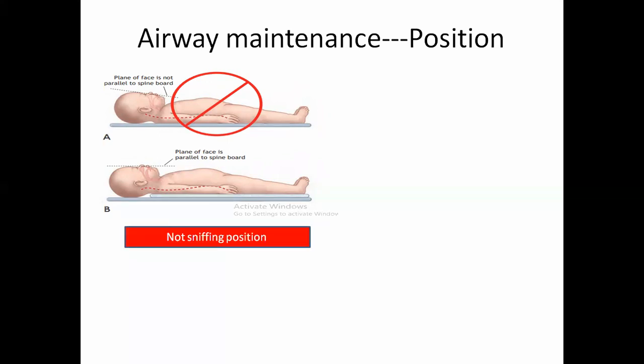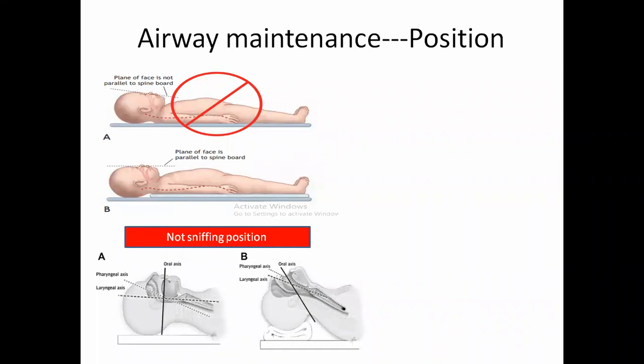So you should not use the sniffing position here. By putting the sniffing position, you bring the pharyngeal, laryngeal, and oral axes into a similar plane by putting something under the head and extending the neck. That extension you cannot do here because you are suspecting cervical spine injury. Instead, we make the facial plane parallel to the ground by putting 1 inch padding underneath the body. So it's not the sniffing position, don't forget. The commonest mistake during intubation and opening the airway is putting them in a sniffing position and extending the head. Extension of the head should not be done in trauma children.